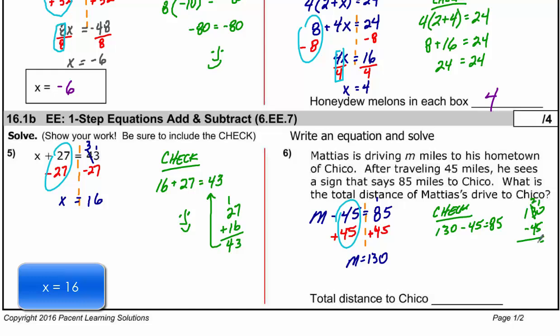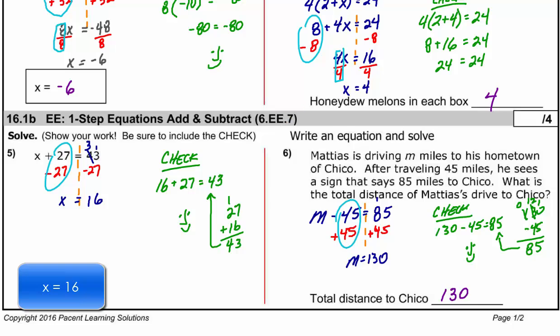10 minus 5 is 5. Got to borrow from that. 12 minus 4 is 8. That 85 matches that 85. And we can be comfortable with the fact that his total distance to Chico is 130 miles.